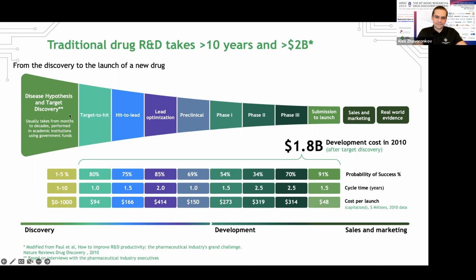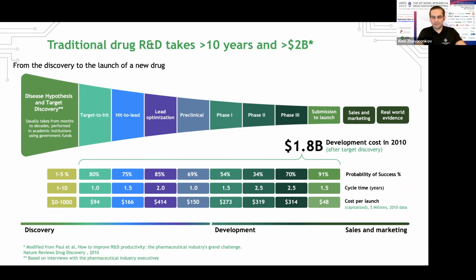But the most important step that was overlooked in Steve Paul's paper is target discovery. And there I can gently put the probability of success at 1 to 5%. So 95 to 99% probability of failure. And it takes you about a decade to come up with a good hypothesis. Sometimes it may take you a eureka moment, or you use PandaOmics.